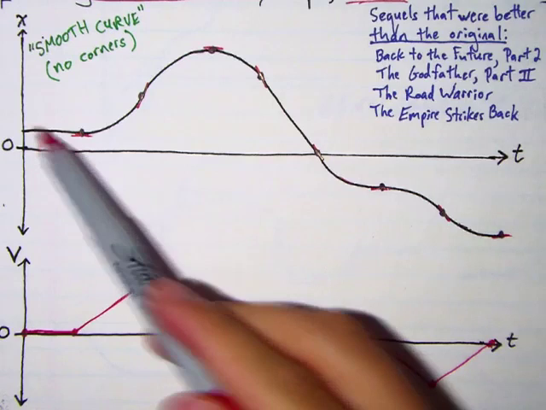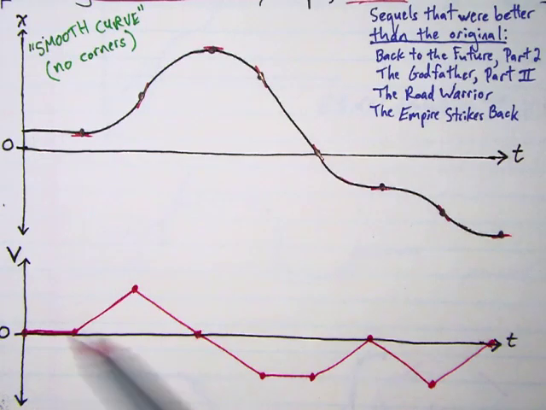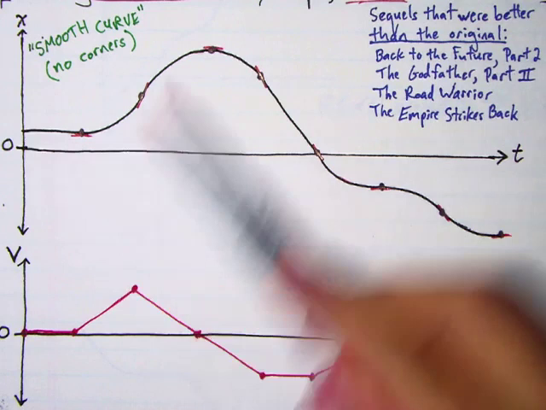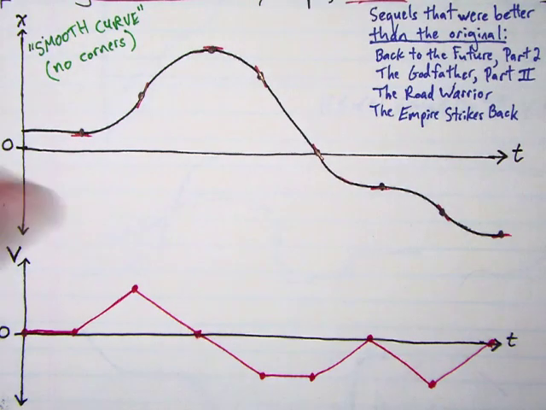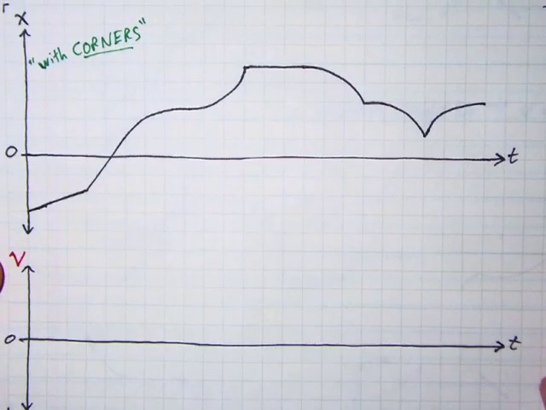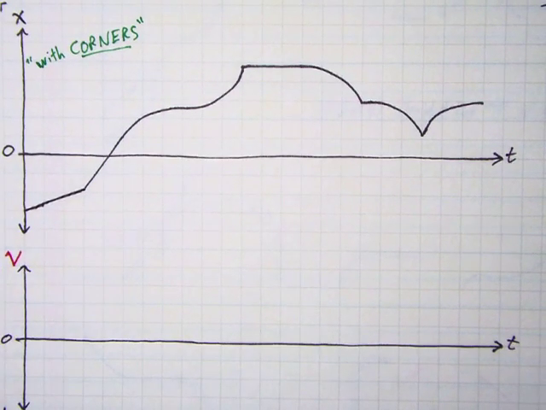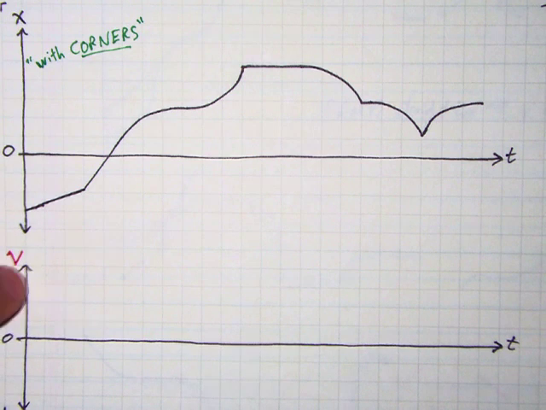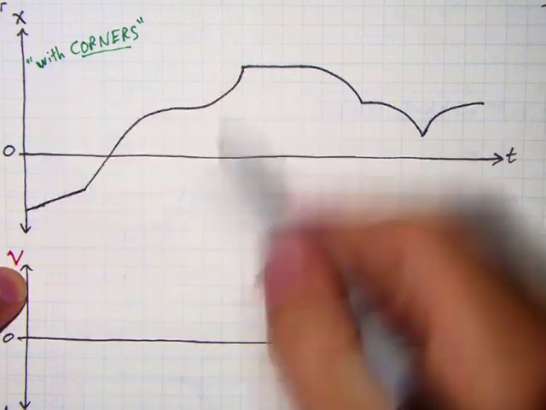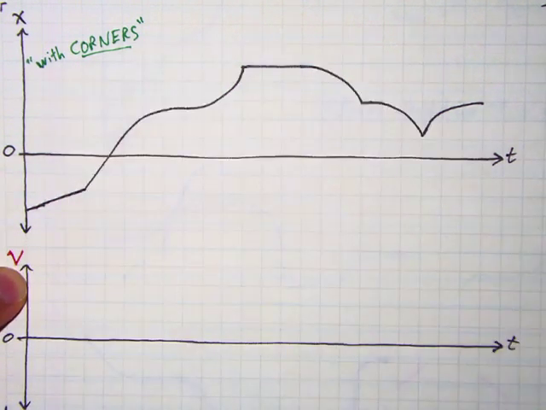Okay, we had a smooth curve here. This is the corresponding velocity curve. Let's look at an example that's not smooth, an example that has corners in it. There we are. Just like before, let's start by identifying some different segments.